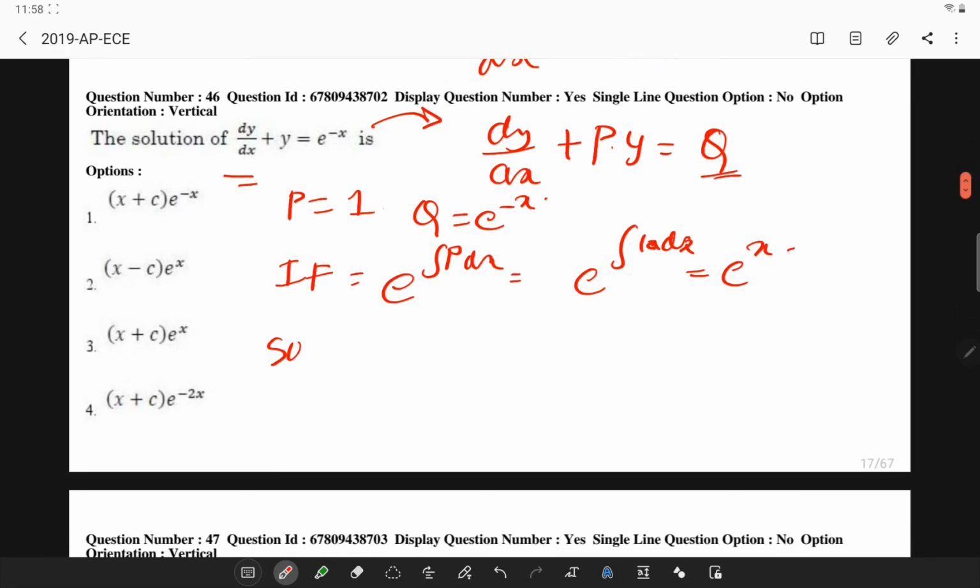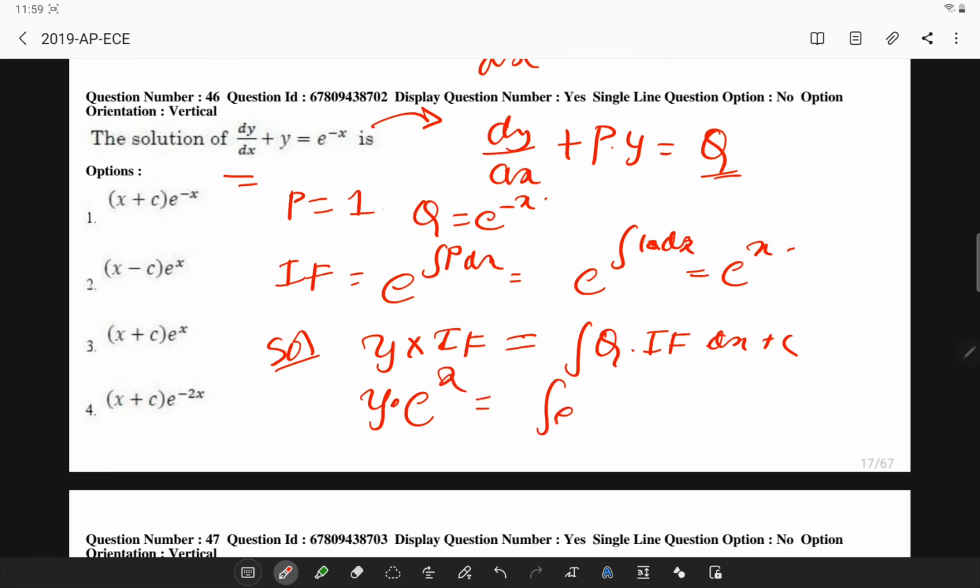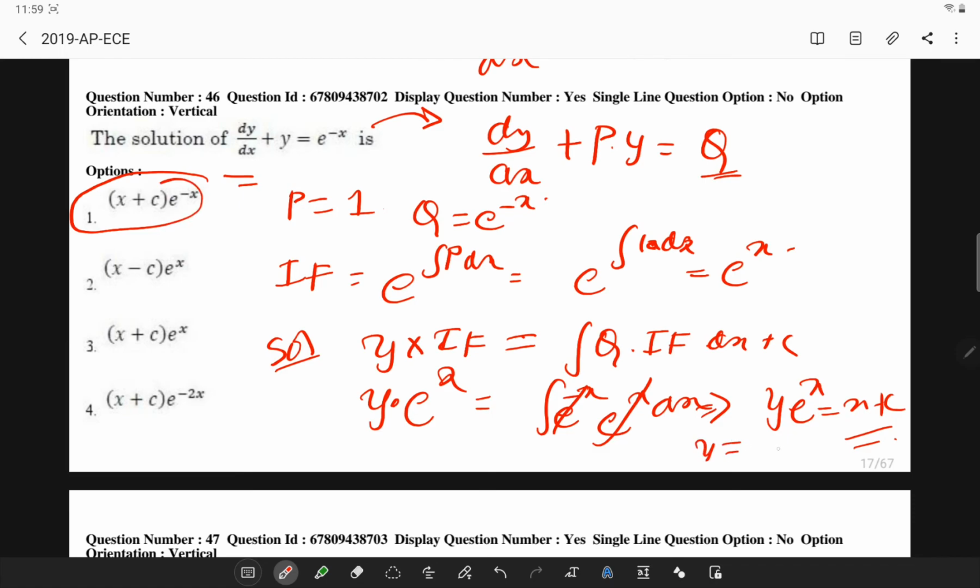Now the solution of this is simply y into integrating factor is equal to integral q into integrating factor into dx plus c. So y into e power x is equal to integral e power minus x into e power x into dx. These two get cancelled and I'll be left with y into e power x is equal to x plus c. If I rearrange, I'll get y is equal to x plus c into e power minus x.